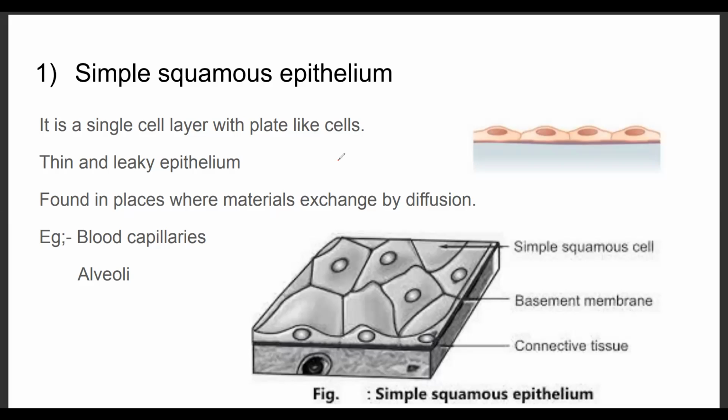Then the simple cuboidal epithelium is the second one. Cuboidal. Simple means single cell layer. Cuboidal, it's cubic shape, dice shape. Cube shape. Now here it is plate-like cells.